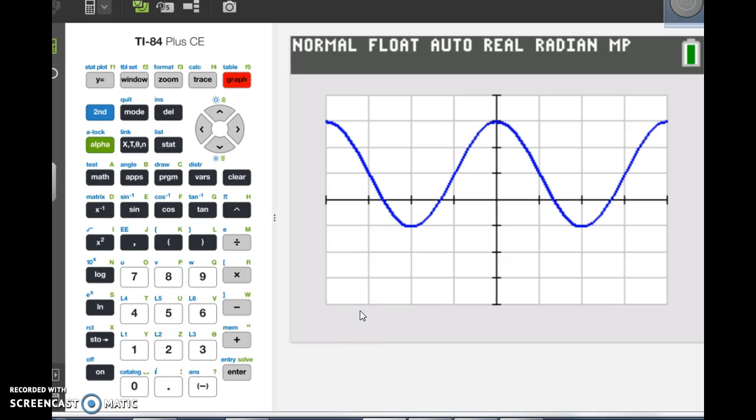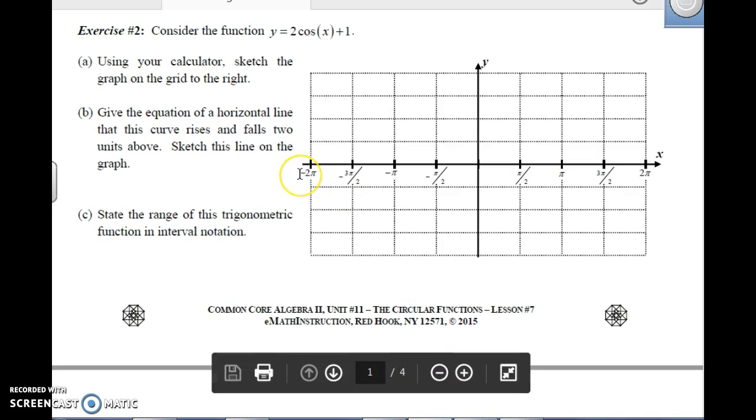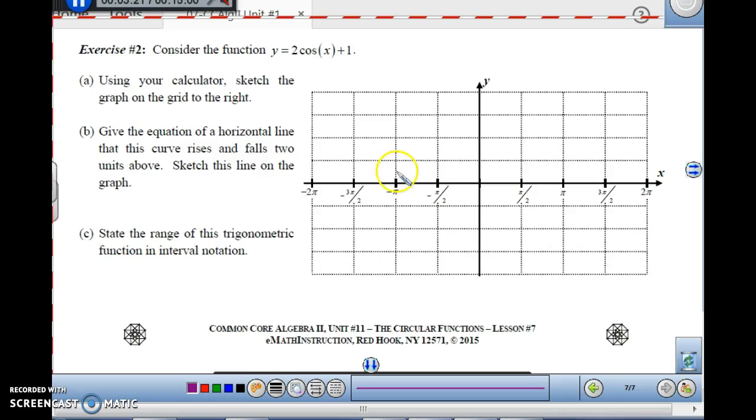Let's see if we can figure out what happened here. Going back to my paper, I remember the normal cosine graph, I'll even do it in black so you can see it. It starts at 1, 0, negative 1, 0, and then back to 1. Going backwards, same thing. So this is my cosine graph. That is y equals cosine of x, the original cosine graph.